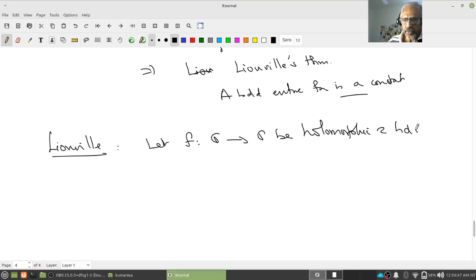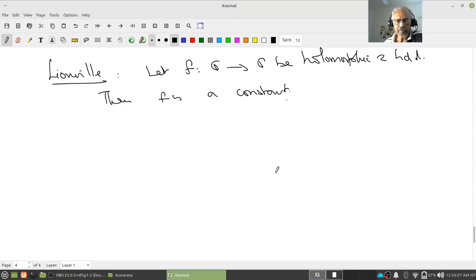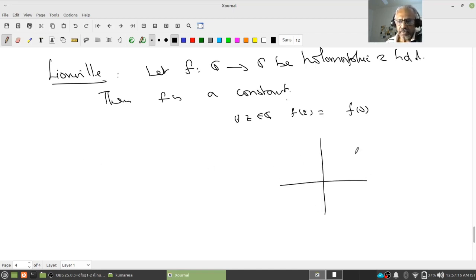If f is holomorphic and bounded, then f is a constant. Using the Cauchy integral formula we want to prove that. Since I want to show it's a constant, it is enough to show that for every z in C, f of z equals f of 0. Now I can use the Cauchy integral formula.